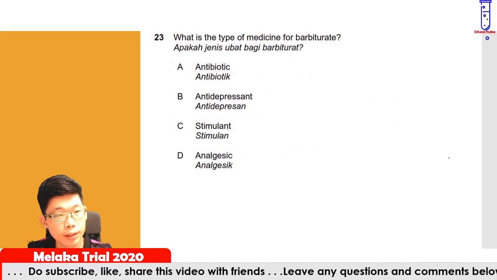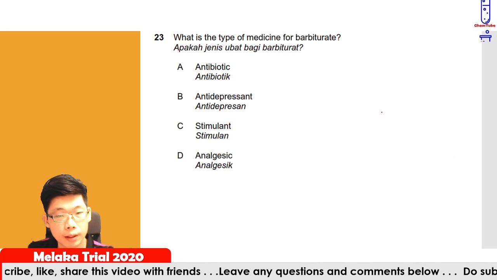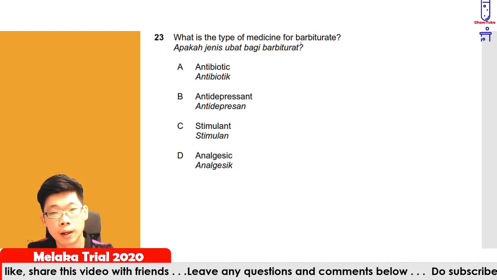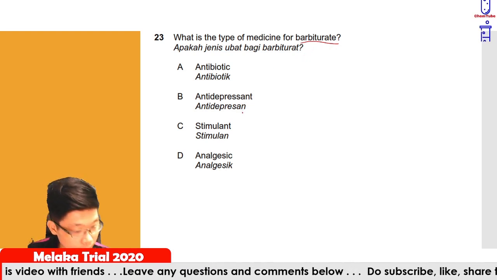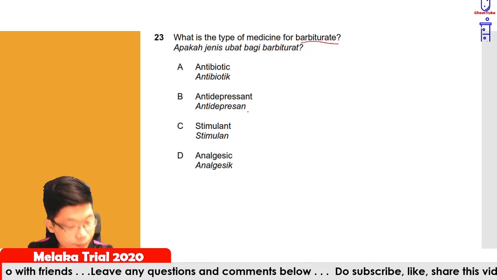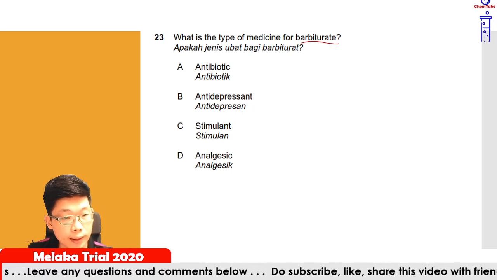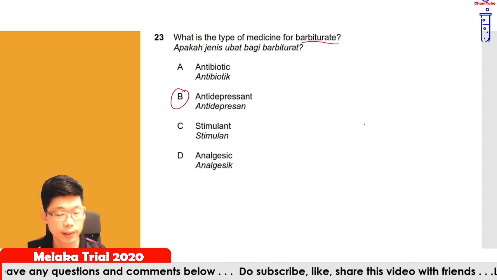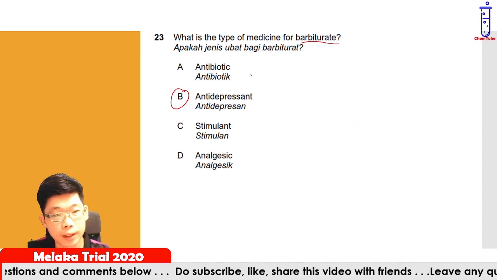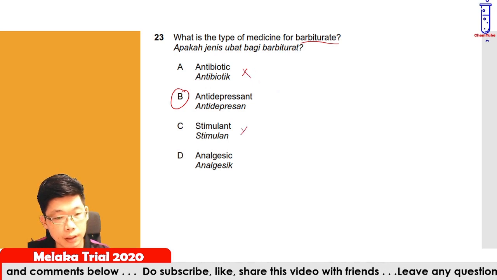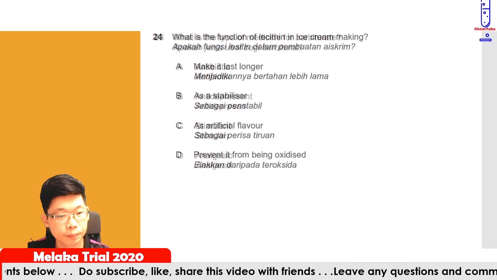Question 23. Which type of medicine is barbiturate? Barbiturate is actually a sleeping pill, so it is under psychotherapeutic medicine. It is not an antibiotic, not a stimulant, and not an analgesic.